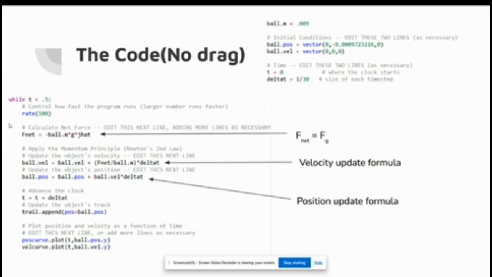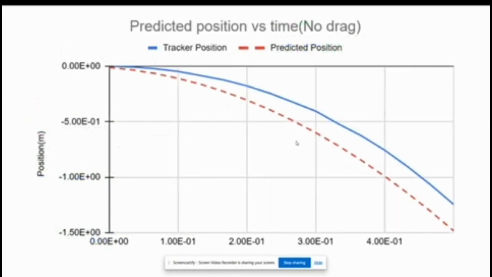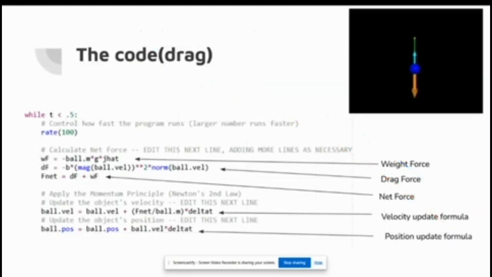This is the code for no drag. As you can see here, we have F net set equal to F of g, and we have it set in the velocity update formula down here in this line, and the position update formula is in this line right here. This is the graph we have for the predicted position versus time after using the no drag computational model. As you can see, the tracker position and the predicted position are not the same, and this could be because the model does not take into effect drag, and so it's going to throw off what actually happens versus the predicted position in the model.